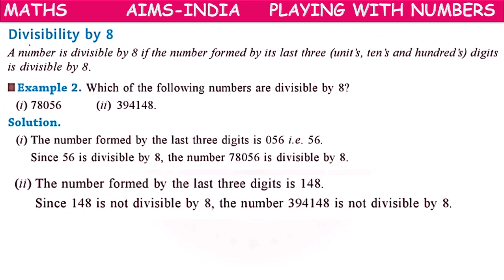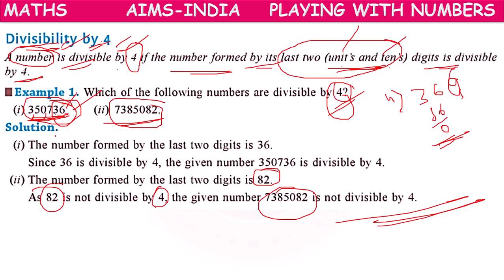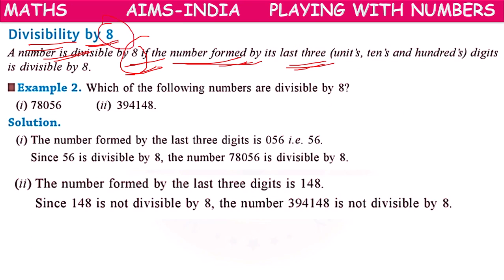Next, divisibility by 8. A number is divisible by 8 if the number formed by its last three digits is divisible by 8. In the case of 4, we took the last two digits, but in the case of 8, we have to take the last three digits. What are they? Units, tens, hundreds. If the number formed by the last three digits is divisible by 8, then the total number is divisible by 8.